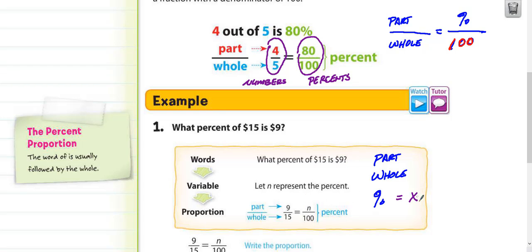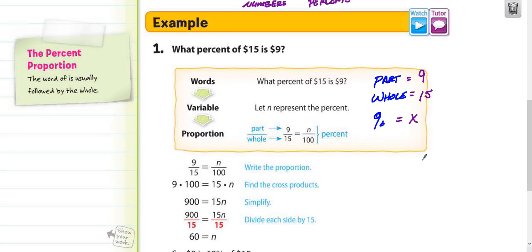It doesn't matter which variable you use. Heck, use the first initial of your own name. The part: what percent of 15 is 9? 9 is the part and 15 is the whole. So for each problem, let's identify these. Then, once they've done that, they solve it just like we were solving proportions last chapter.